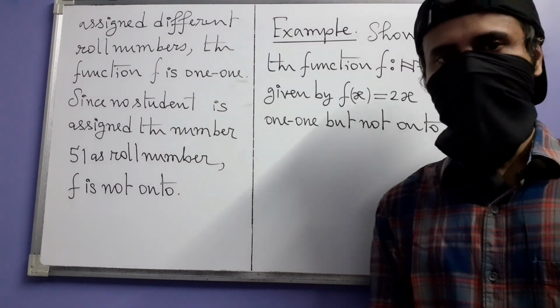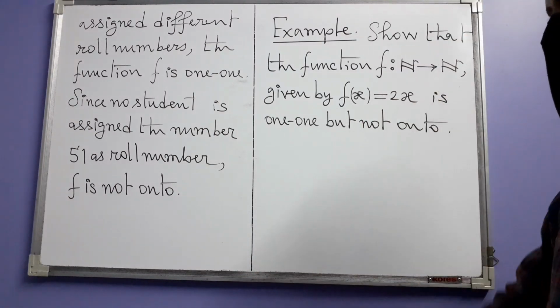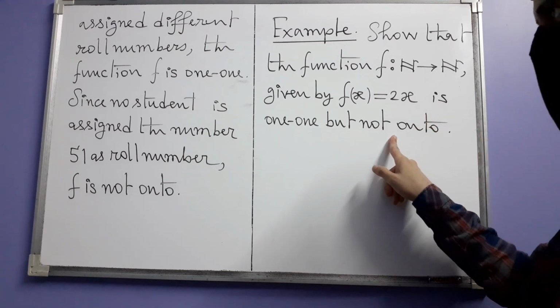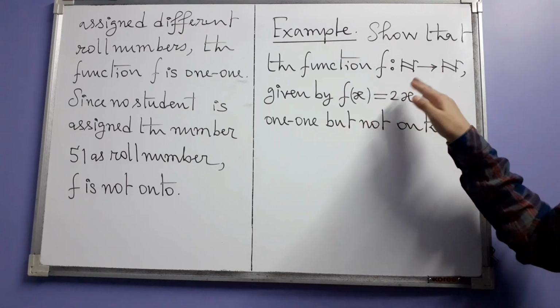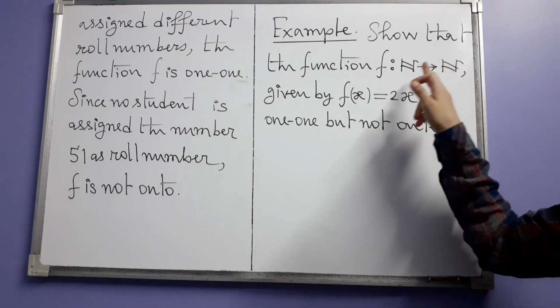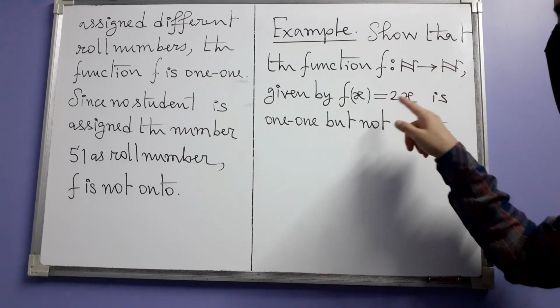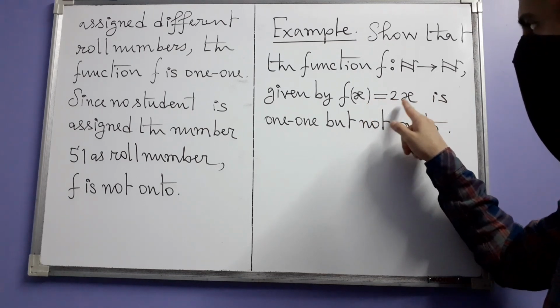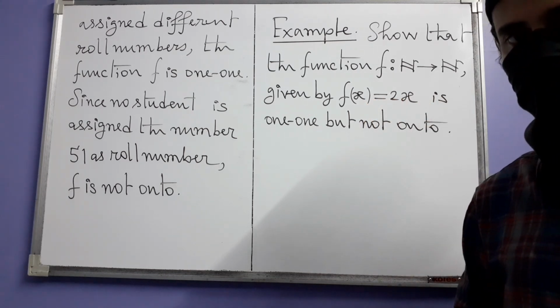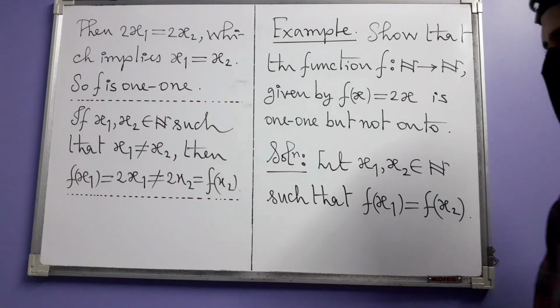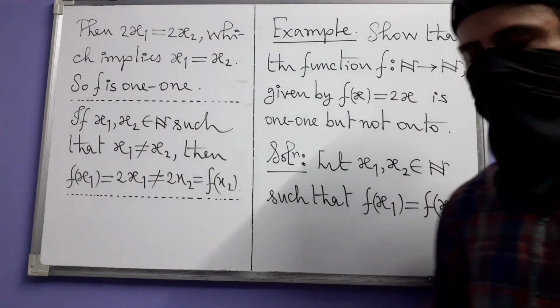So in this next example also the function has the same nature. We have to prove that it is one-one but not onto. The function is different. This time the function is from the set of positive integers to itself, from the set of natural numbers to itself, and the rule is this. If the input is x, then the output is its double, 2x. So let's solve this. So this is the solution.